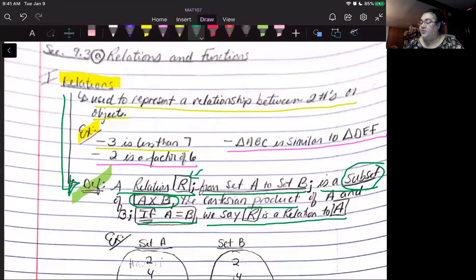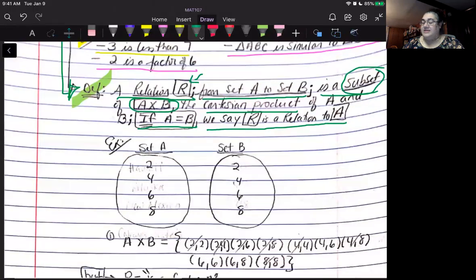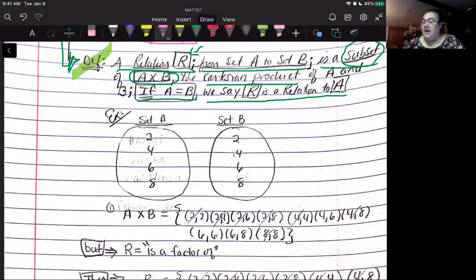So now let's walk through this definition looking at this example. Here we have set A. Here we have set B. Set A contains 2, 4, 6, and 8. Set B contains 2, 4, 6, and 8. So right away, we know that it's already fulfilling this last part right here because set A is indeed equal to set B. Remember that in set theory, the definition of two sets that are equal is that they contain the exact same elements as well as having one-to-one correspondence.